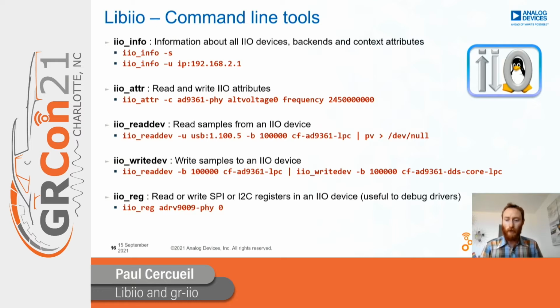A little bit about the command line tools that are in LibIIO. iio_info is the most useful one. It gives you an overview of all the information that LibIIO has on the system, on the devices, on the channels, the attributes and their values, etc. iio_attr can be used to read and write IIO attributes, iio_readdev and iio_writedev to read and write samples, and iio_reg to read and write directly the registers.